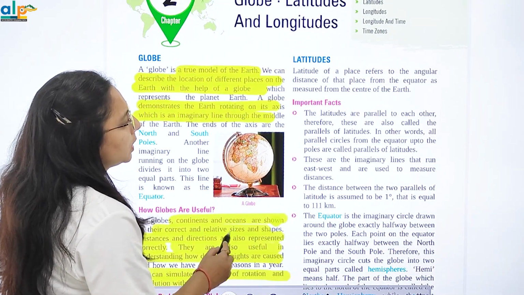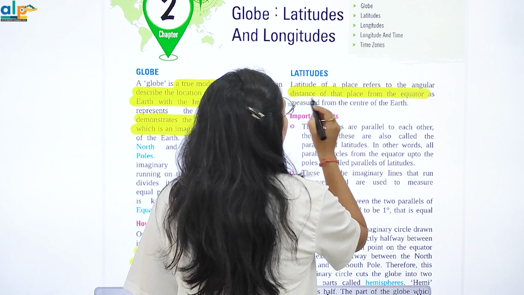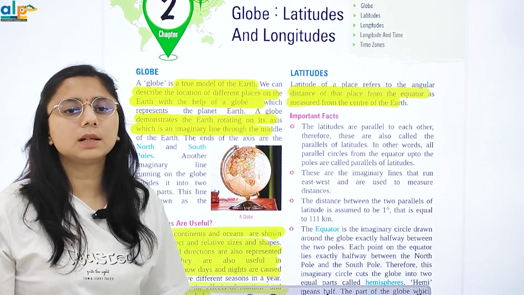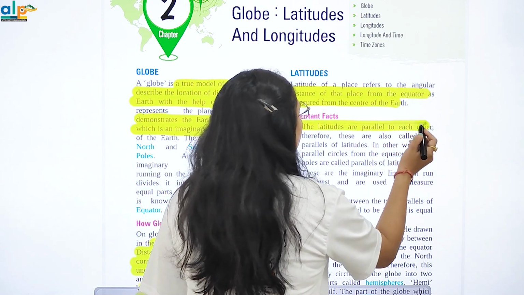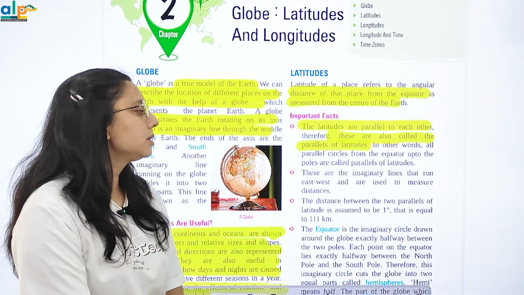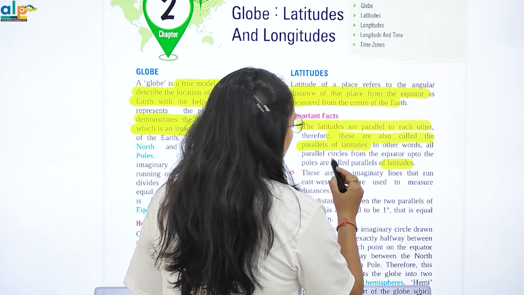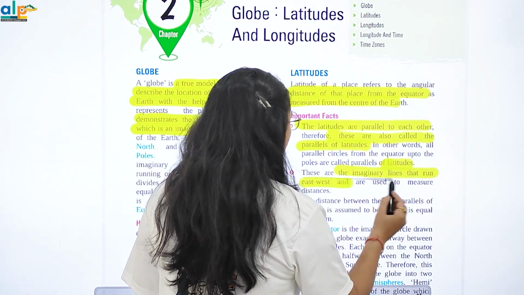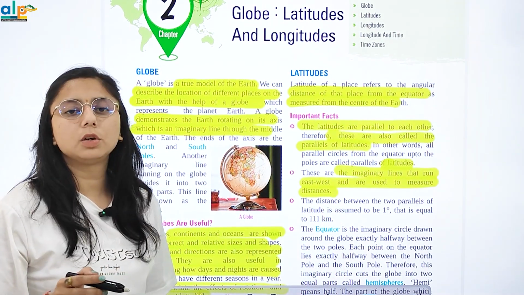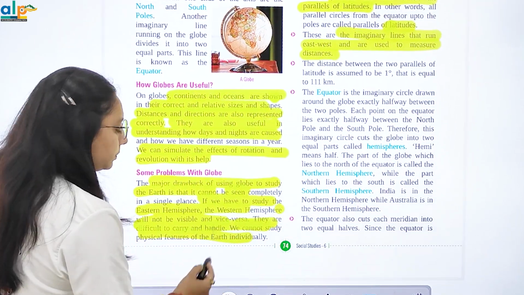Next is latitudes. What are latitudes? It refers to the angular distance of a place from the equator, and they are measured from the center of the earth. What are the important facts? The latitudes are parallel to each other and they are also called parallels of latitude. So all parallel circles from the equator up to the poles are called parallels of latitude. They are imaginary lines that run east and west and they are used to measure distance. The distance between two parallels of latitude is 1 degree, and that is equal to 111 kilometres.